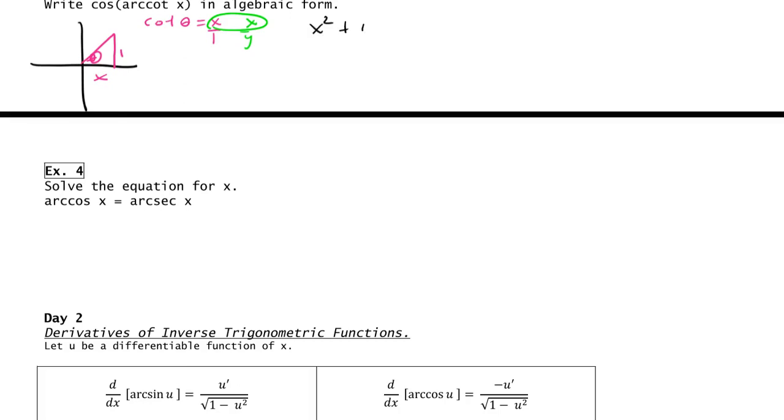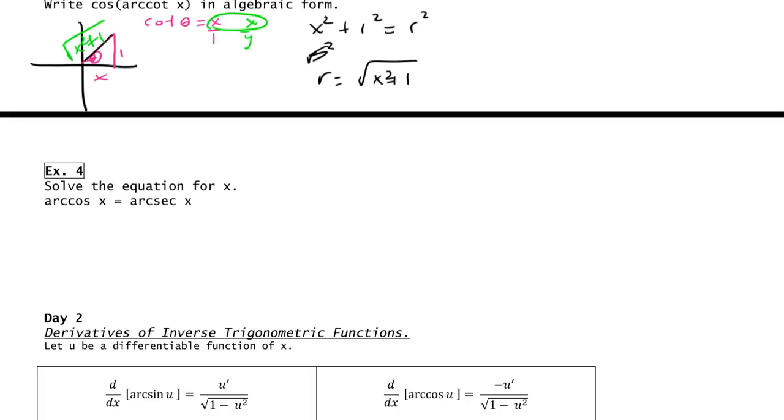So I'm going to get x squared plus 1 squared equals, we can call it r squared. I'm trying to find this piece right here. So r squared, r is just the square root of x squared plus 1. So in green, here's our new thing that we found, square root of x squared plus 1.